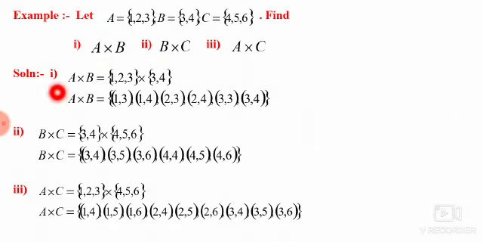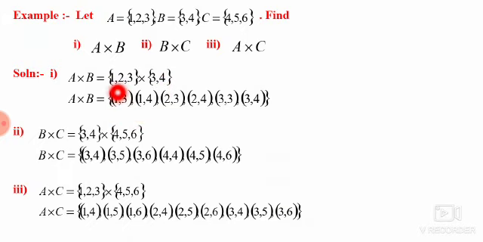Moving to the first question, A cross B is equal to A, a set containing the elements 1, 2, 3, cross the second set B, which is 3, 4. In this case, the Cartesian product of the two sets is not a multiplication; it is called a set containing the ordered pairs. Therefore A cross B is a set, so you draw the flower bracket. The first element gets ordered pair with the first element of the second set, also with the second element of the second set, that is ordered pair (1, 3), then another ordered pair (1, 4).